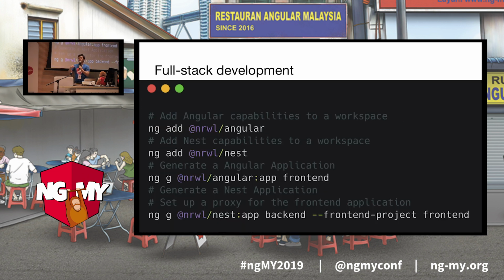So to do full stack development, we will use Angular and Nest. Please make sure that you add the capability of Angular and Nest using the ng add command, and then just use the ng generate command to generate your front end and back end. After that, you are good to go to run ng serve, ng build, and ng test for both front end and back end.